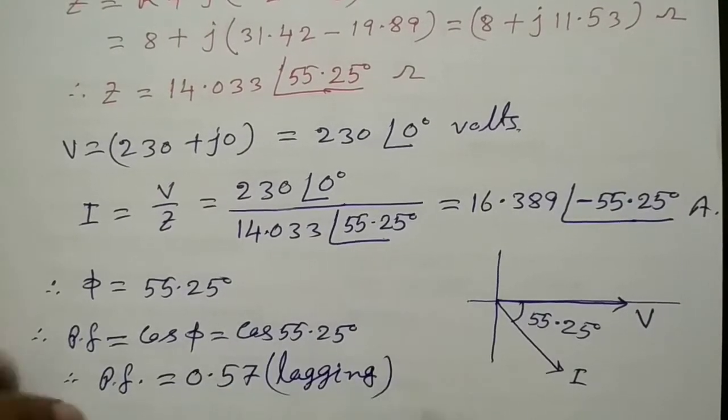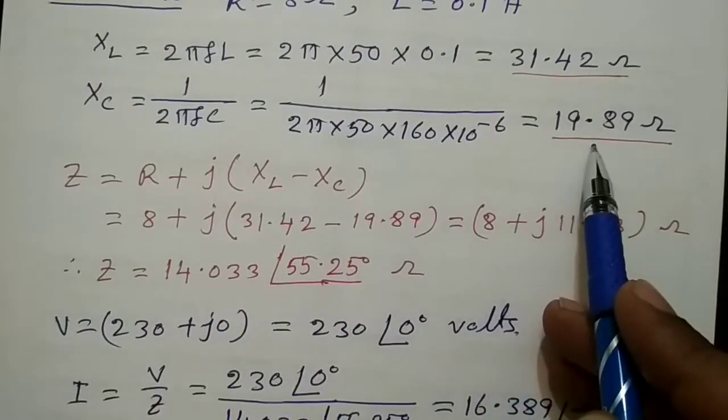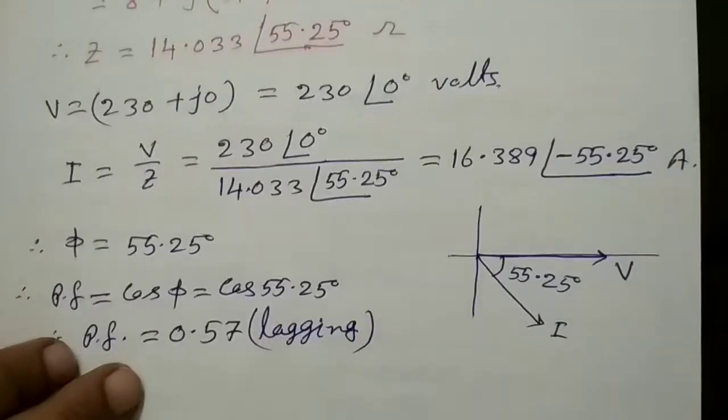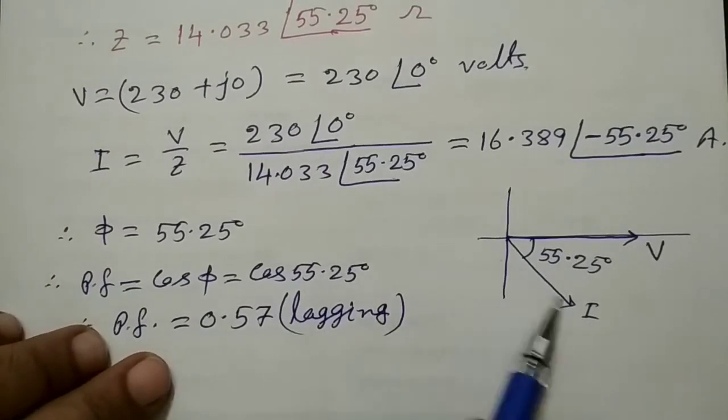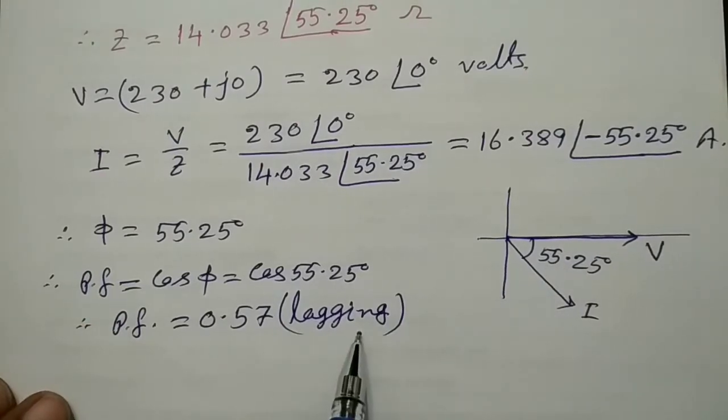As we have already seen that the inductive reactance is more than the capacitive reactance. The overall nature of the circuit will be resistive inductive. In the phasor diagram also you can see that the current is lagging the voltage. So that's why the power factor will be lagging in nature.